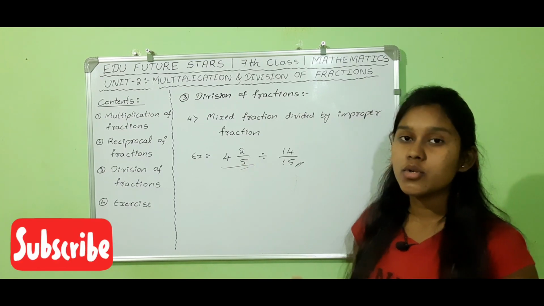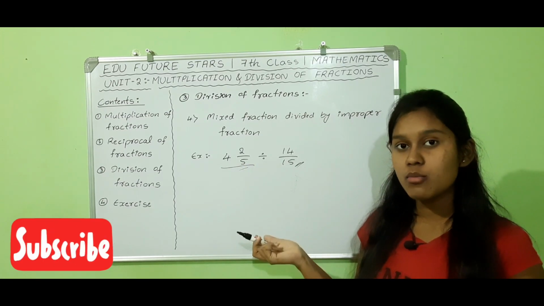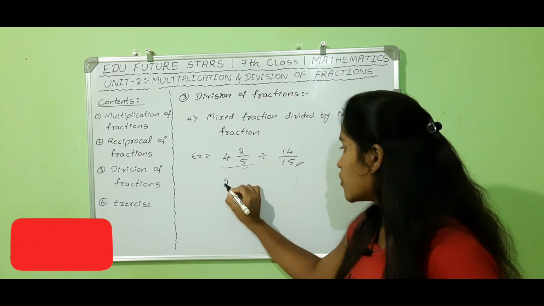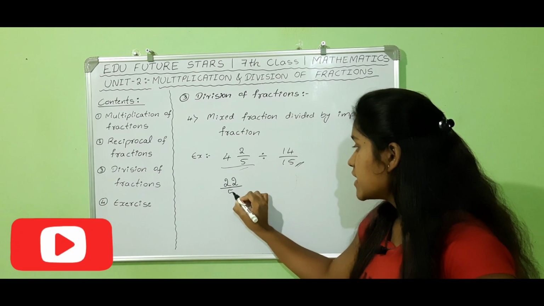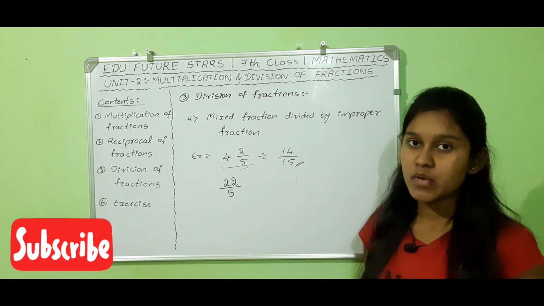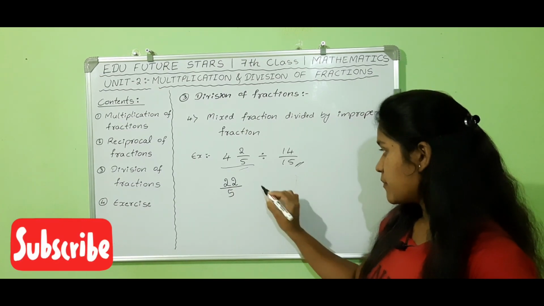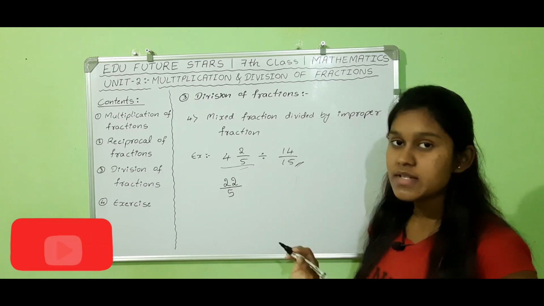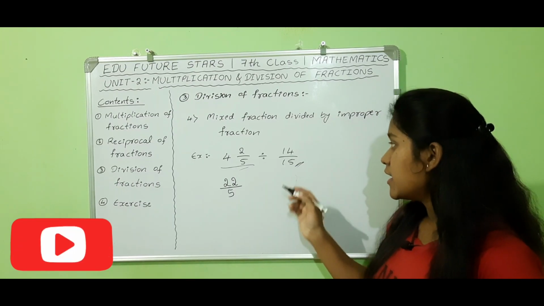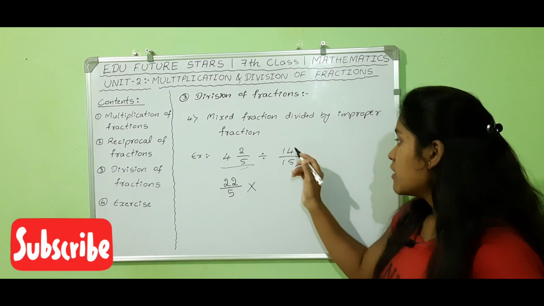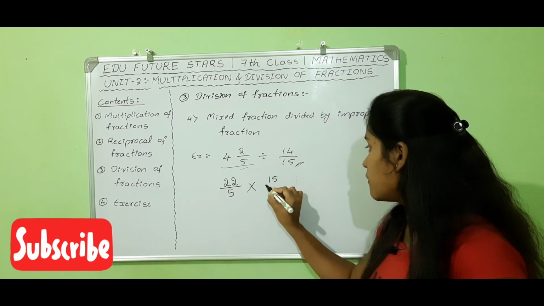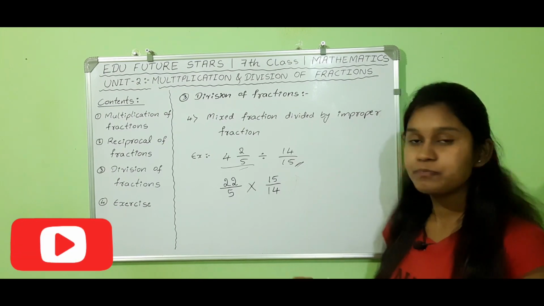5 fours is what? 20. 20 plus 2 is how much? 22, right? So in the numerator we are getting 22. Denominator is as it is, we have to take, right? So 22 by 5. Here we have a division sign. When we are going to divide it, we can take a multiplication sign, right? What is that? 15 by 14 we will get.